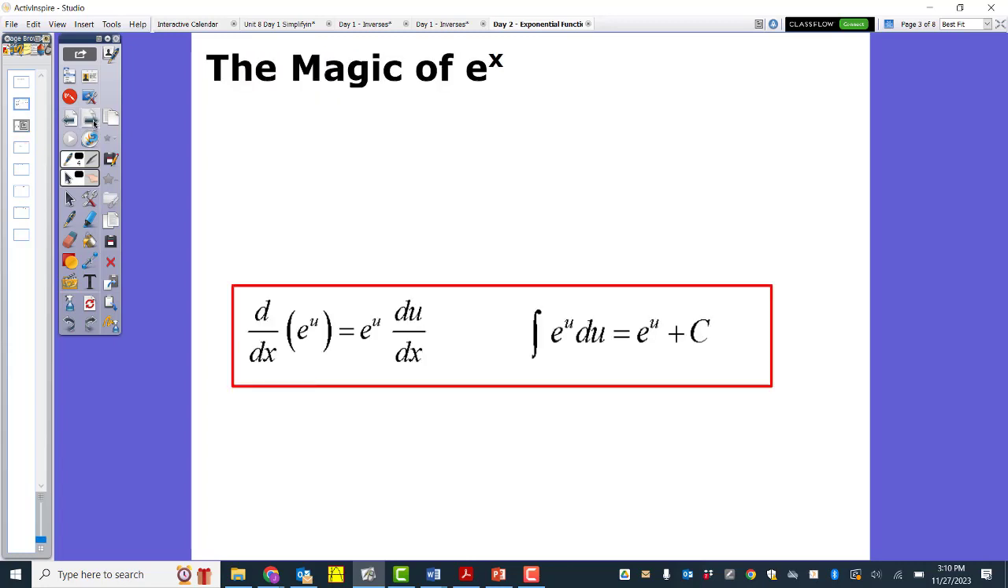And that is the idea behind e to the x. The rate of change of e to the x is equal to the value of e to the x. So the derivative of e to the u is e to the u times the derivative of u. The integral of e to the u is e to the u plus c.